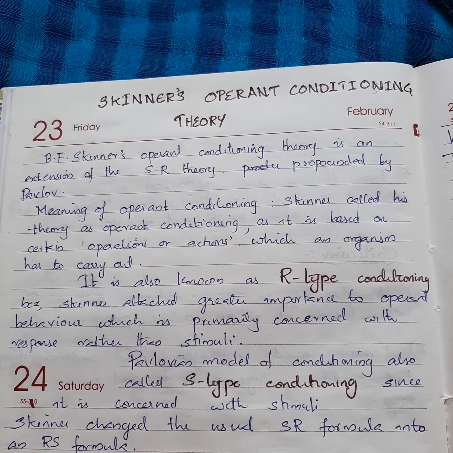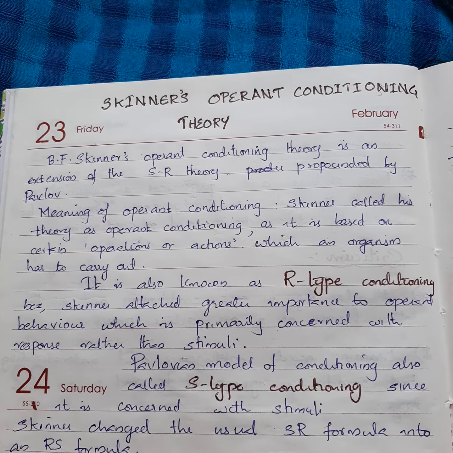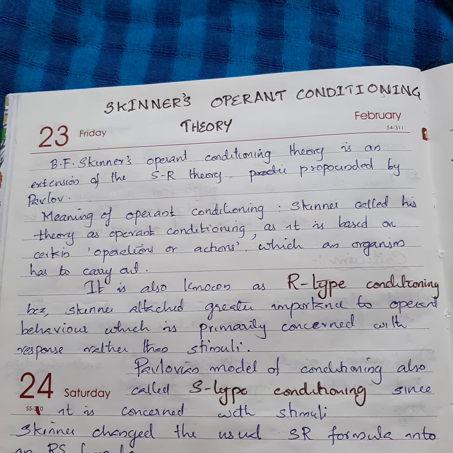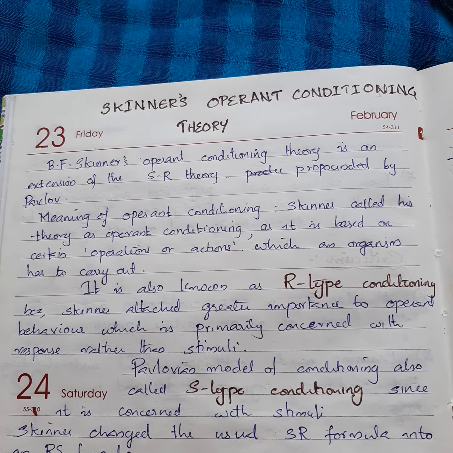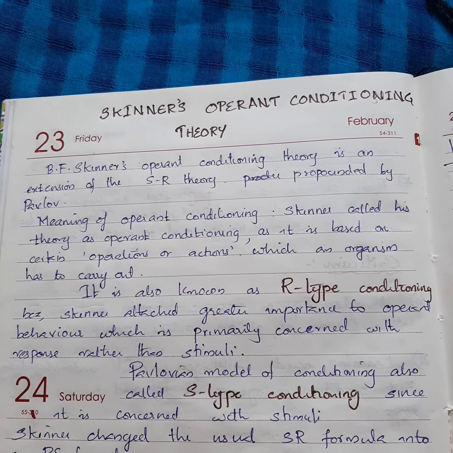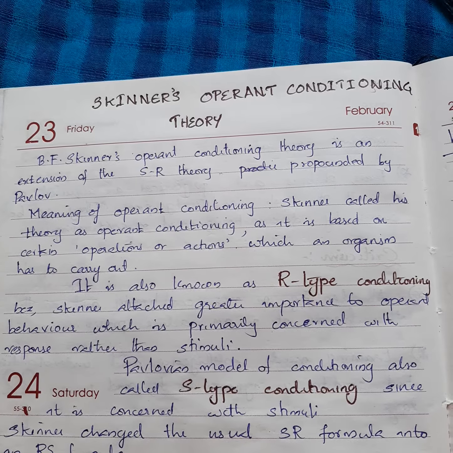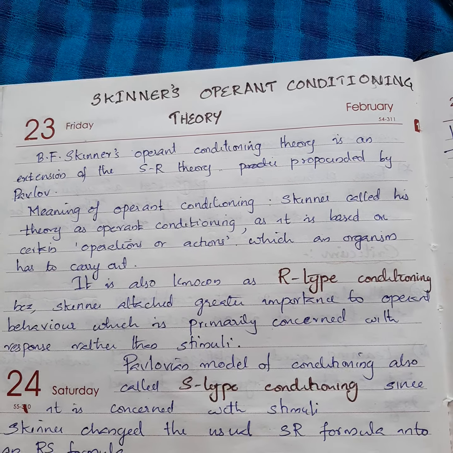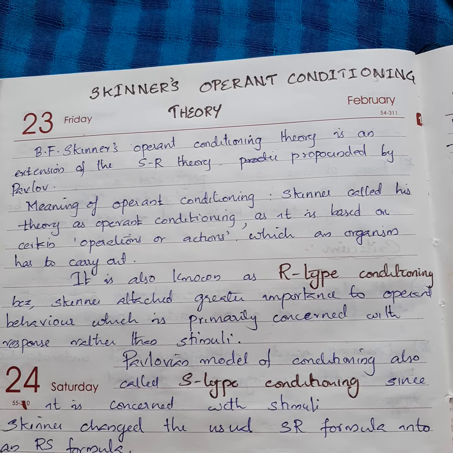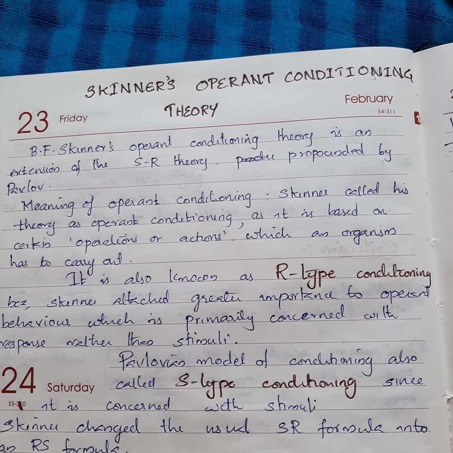Skinner called his theory operant conditioning as it is based on certain operations or actions which an organism has to carry out. Here, operant means voluntary behavior, and operant conditioning means strengthening and weakening of the voluntary behavior with the help of consequences or antecedents, where an antecedent is an event that precedes an action and a consequence is an event that follows an action.